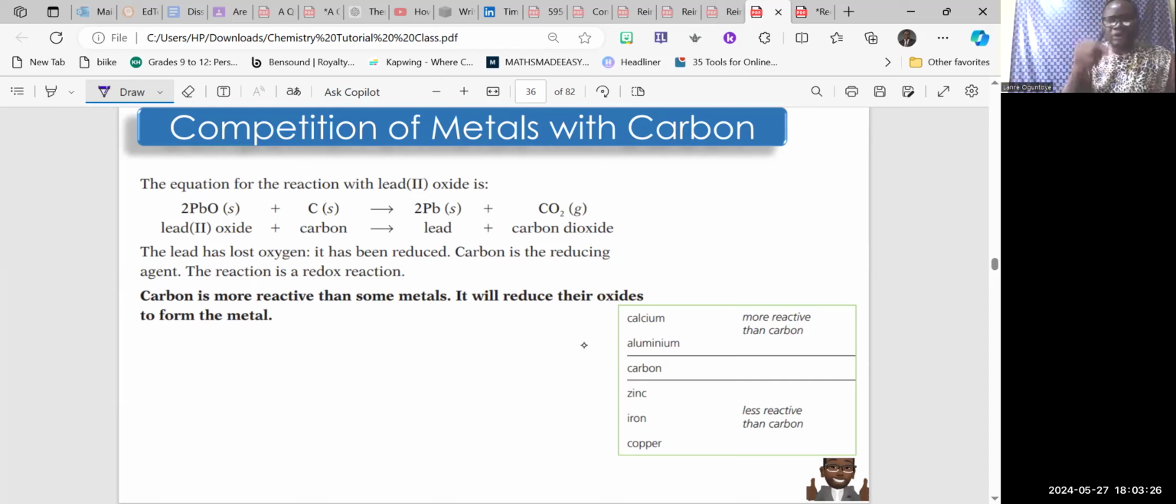Why? Because carbon will snatch away the oxygen from lead oxide, and carbon will turn to carbon dioxide, while lead oxide will turn to lead. So we can see in this reaction that lead has become reduced, right? While carbon has become oxidized. You can see that. So basically, this reaction is possible because carbon is more reactive than lead, and so it displaces lead from its compound. Okay.